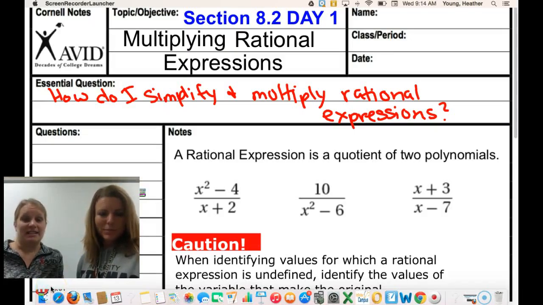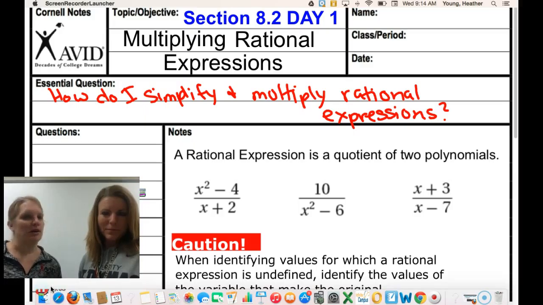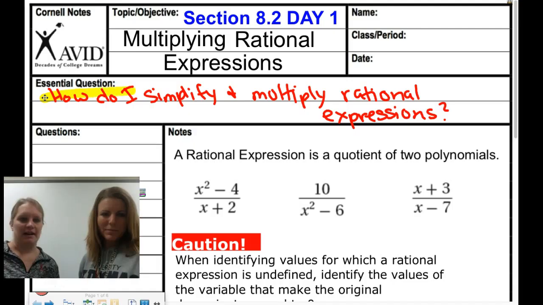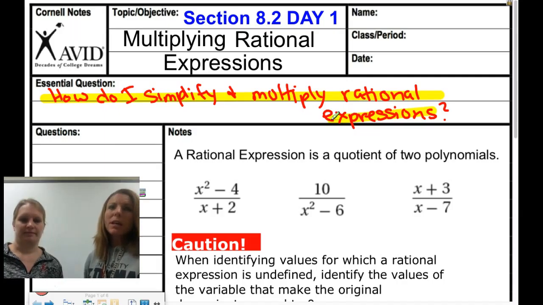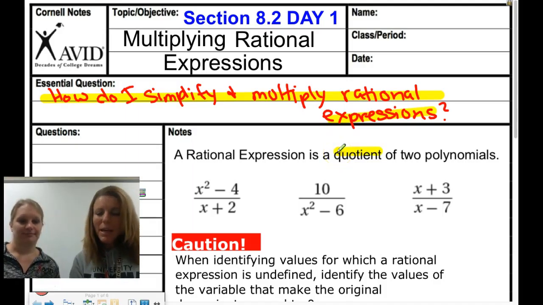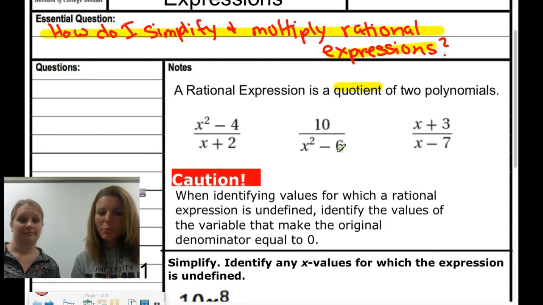All right, so today is one of our 2-day lessons. Day one is multiplying rational expressions. Our essential question is, how do I simplify and multiply rational expressions? A rational expression is a quotient, which means dividing, of a fraction of two polynomials, right? And here's some examples of rational expressions.